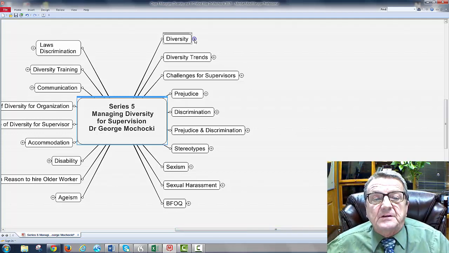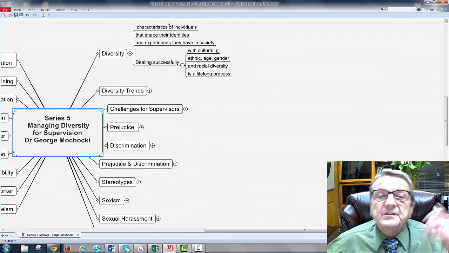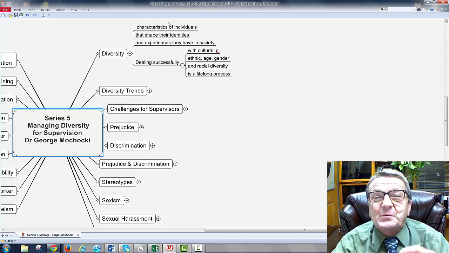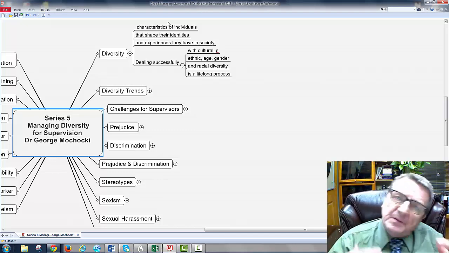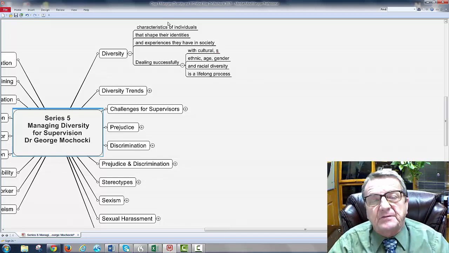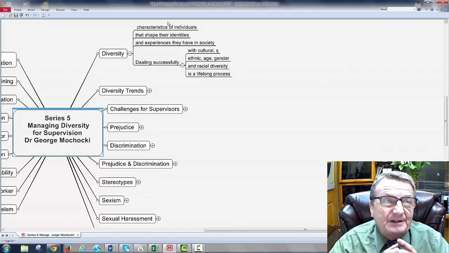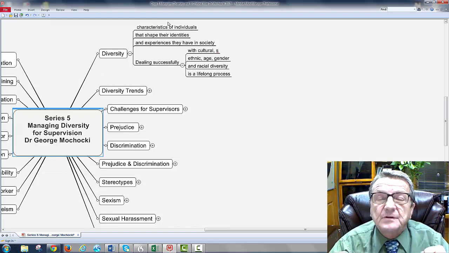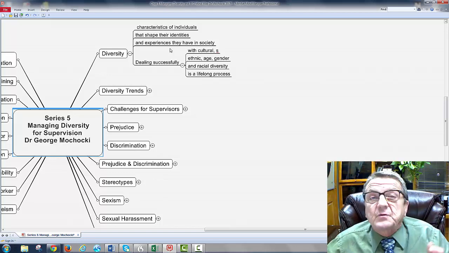So what is diversity? Diversity, in a nutshell, is characteristics of individuals that shape their identities and the experiences they have in society. Me, I'm Polish, so I have certain characteristics of what a Polish person should be. I'm not like everyone. None of us are alike. But I picked that up because the culture has influence on me. If I'm predominantly around Polish people, I pick up certain things. If I'm predominantly around mixed cultures, I start picking up different signals, different cues of different cultures. But that's basically my own culture. I have certain characteristics and experiences.